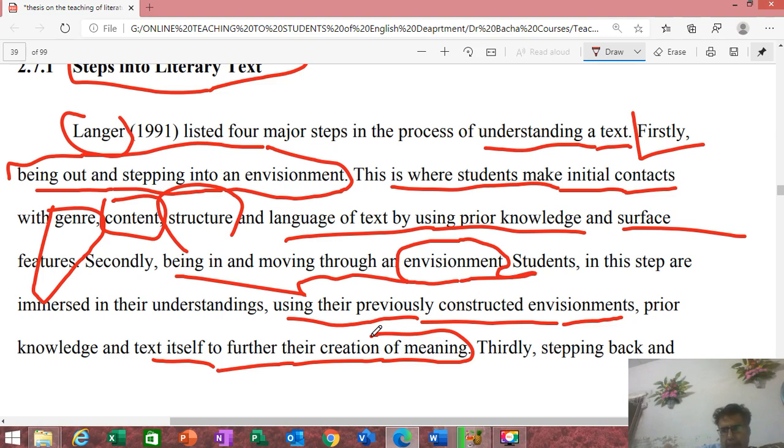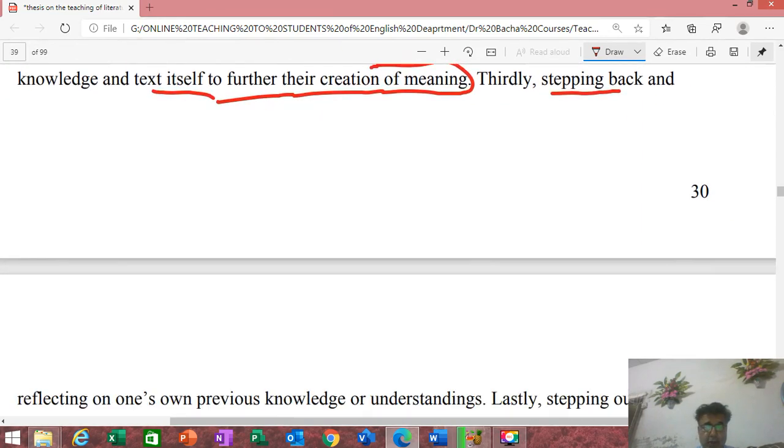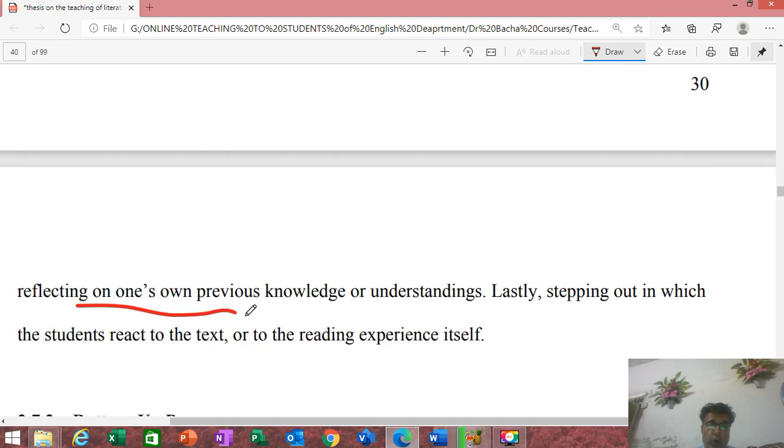So when you read deeply and think about it, thirdly, you step back and reflect on one's own previous knowledge or understanding. Initially, you look at being in the envisionment of the text. Initially, you look for the context and study the novel, the genre, and many other things. Then you move on to a deeper level, and after doing this, you reflect on your own previous knowledge or understanding.